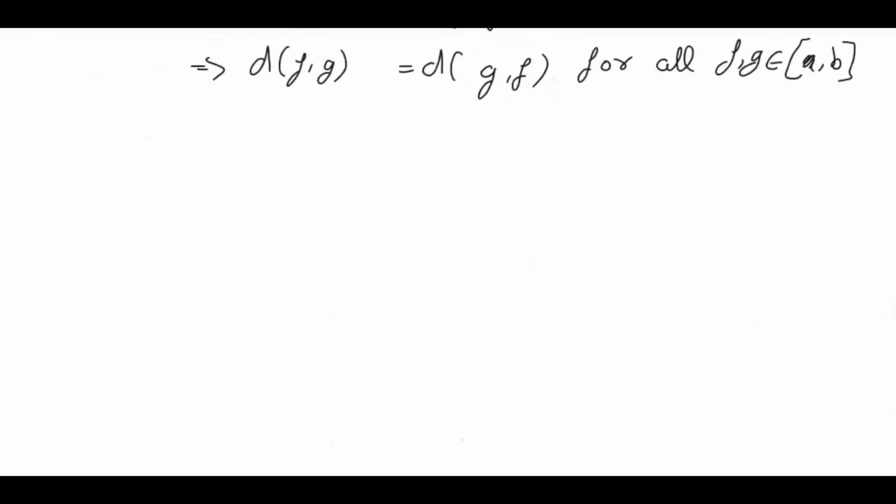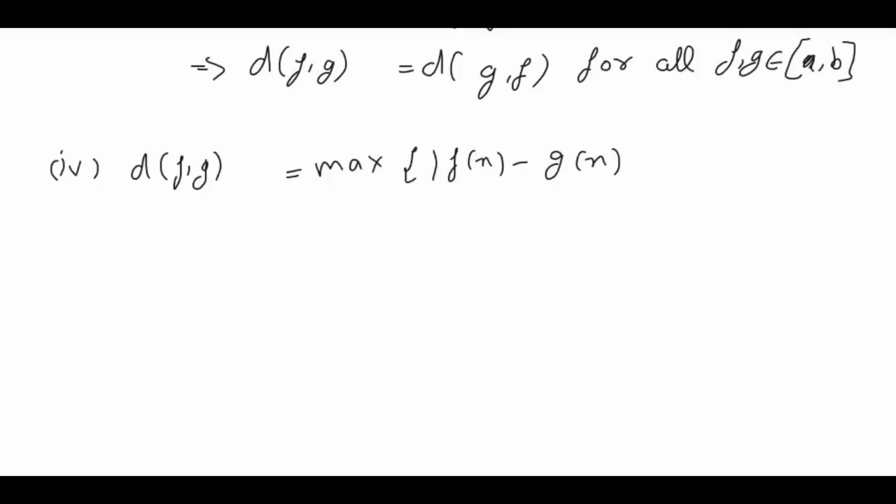Now the last part says that d(f, g) is equal to the max such that |f(x) - h(x) + h(x) - g(x)|, such that x belongs to the range [a, b].